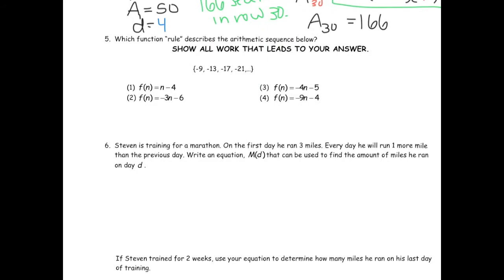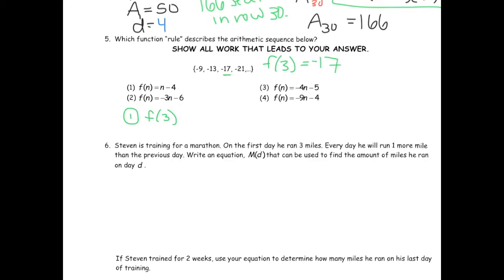Okay, so for all you period oneers, which function rule describes the arithmetic sequence below? You want to find the one that works for each and every number. So for instance, say I was testing out choice 1, f of n equals n minus 4. So that means if I wanted to test the third value, f of 3 should be equal to negative 17.